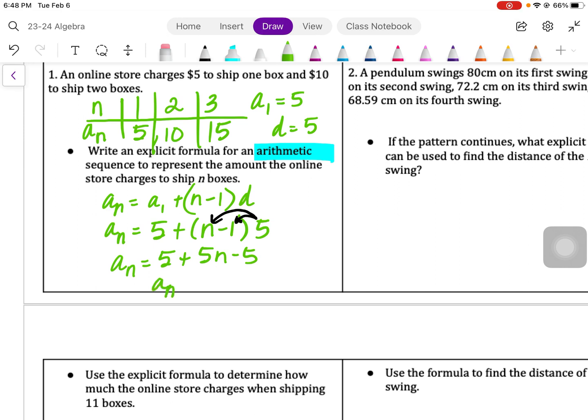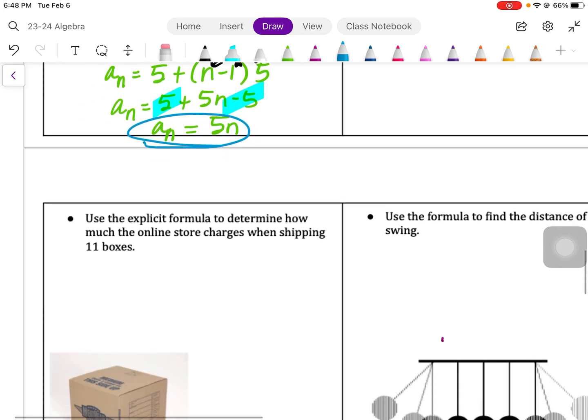So my final answer in simplest form, combining my like terms here, would just be a sub n equals 5n. Okay, so that's my answer for the first part. Now using that, I'm going to determine how much it would cost to ship 11 boxes.